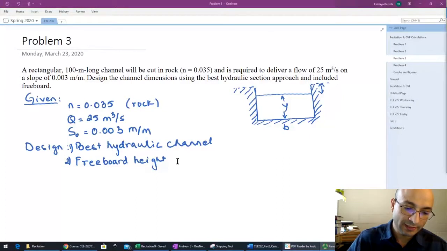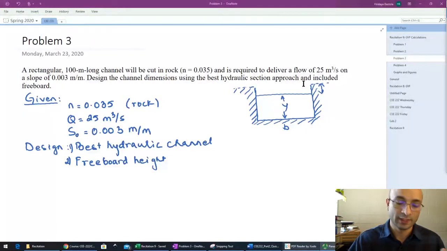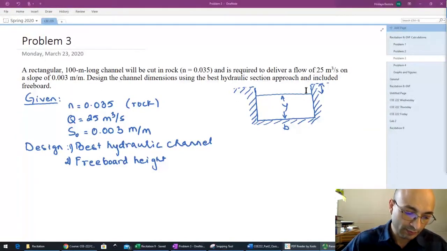Freeboard height is the height above, so if you take a look at this figure, the height above the water surface to the bank is the freeboard height, and we would like our channels to have freeboard height because during disturbances to the water surface, we'd like to make sure the water is contained within the channel banks so it doesn't flow out of or over the channel bank.